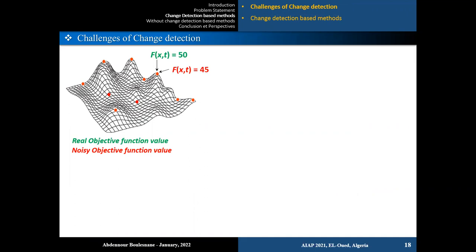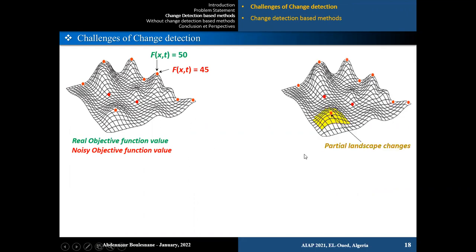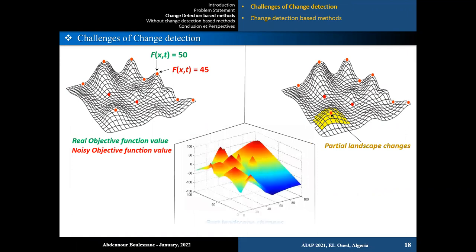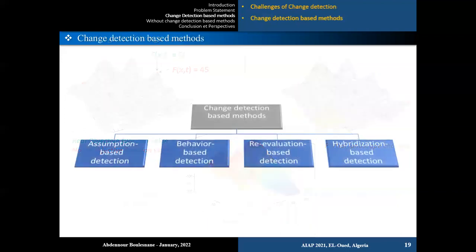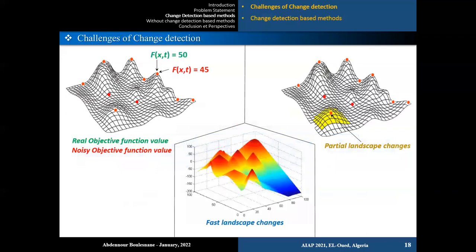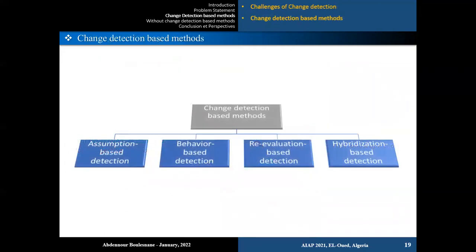Some dynamic environments can pose challenges such as noisy environments like here, partial landscape changes, if you have just a partial landscape that changes, and fast landscape changes. Therefore, dynamic optimization algorithms in such environments depend for their success on an efficient change detection method and an educated change reaction strategy. In the literature, dynamic algorithms detect change based on 4 methods.